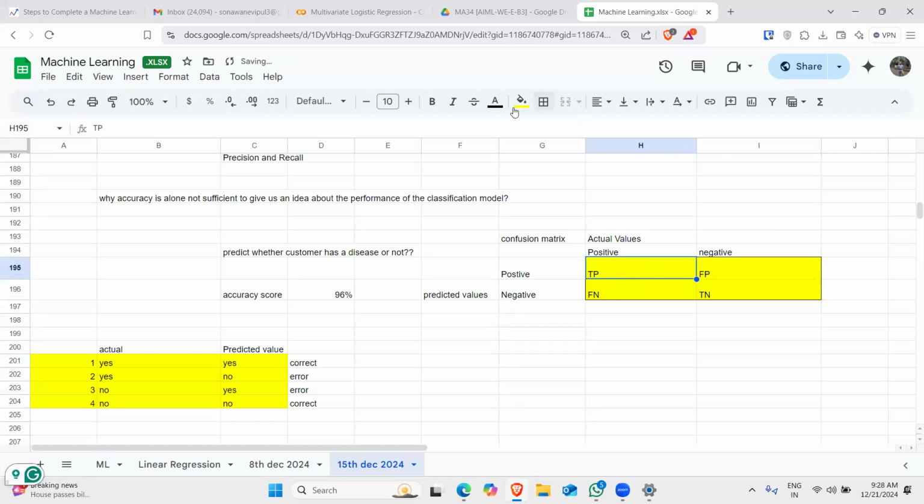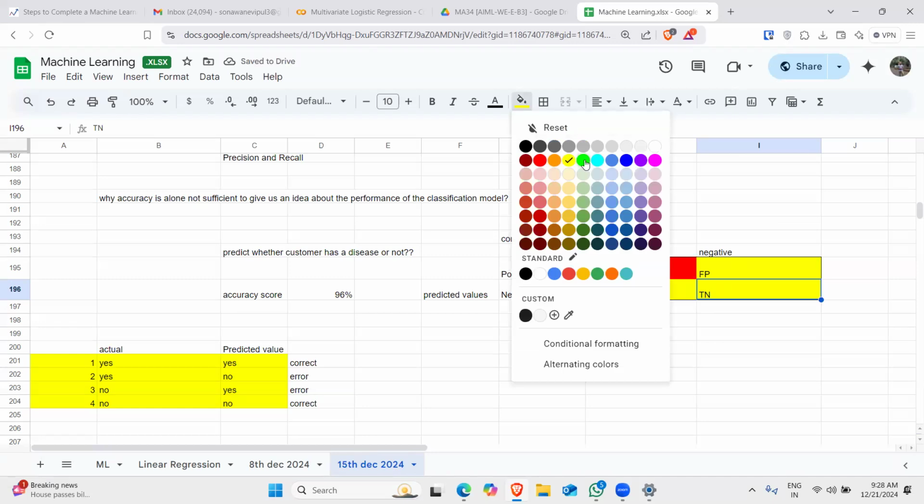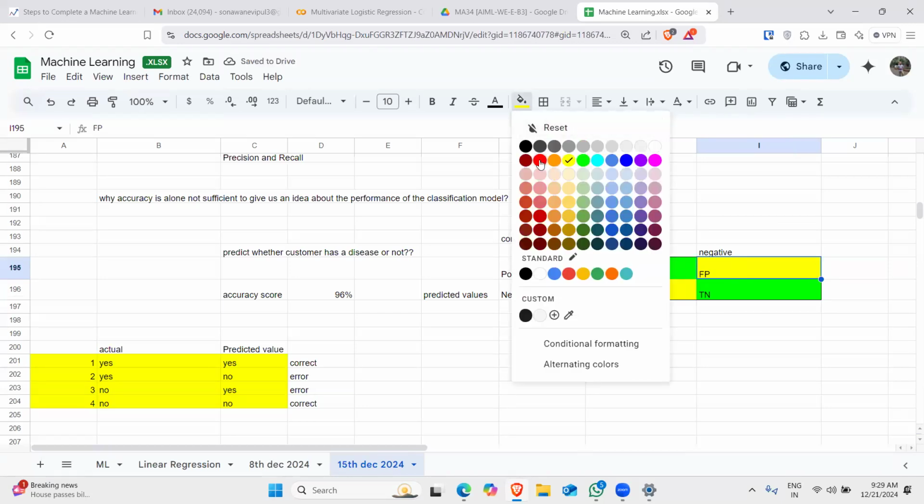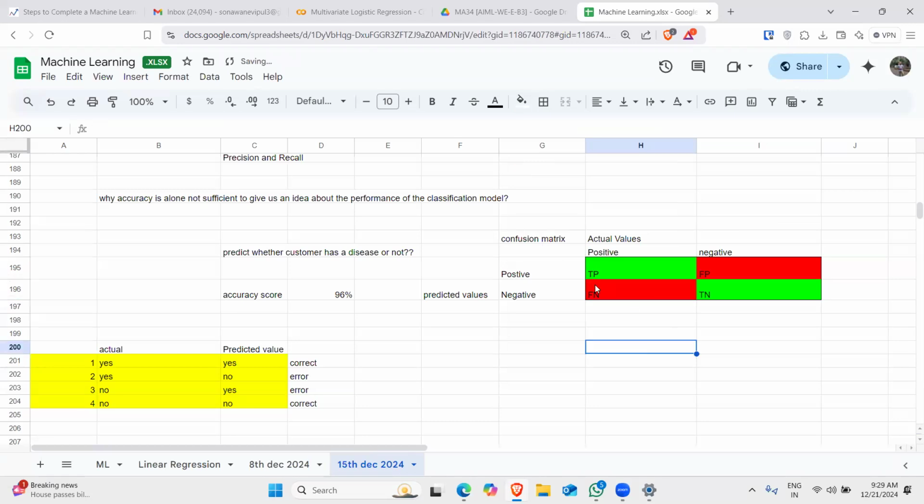So true positive and true negative are correct. So I can give green color for this. And false positive is error, false negative is error. Yes or no? So what we do is we call a package from sklearn.metrics. We import confusion matrix, and it will directly give us these values.